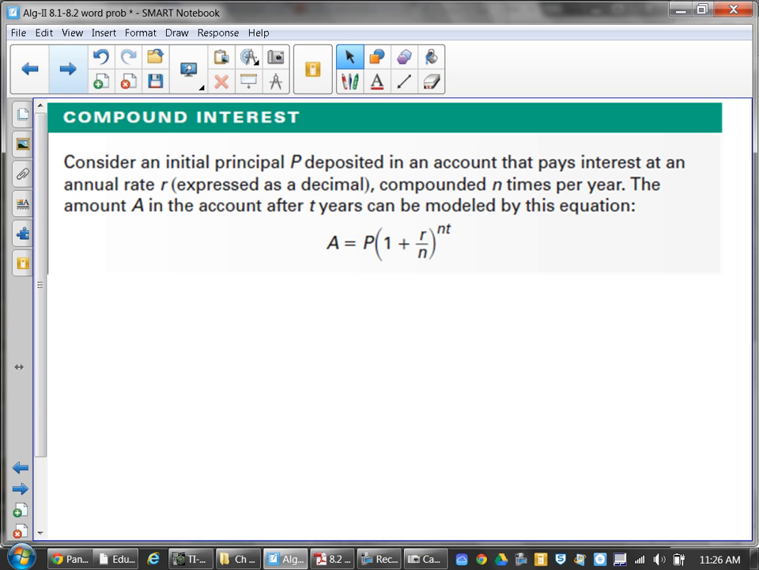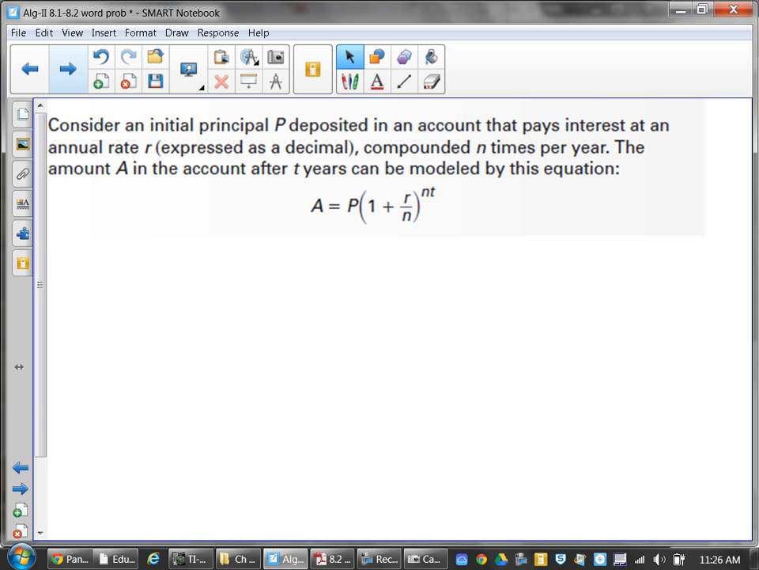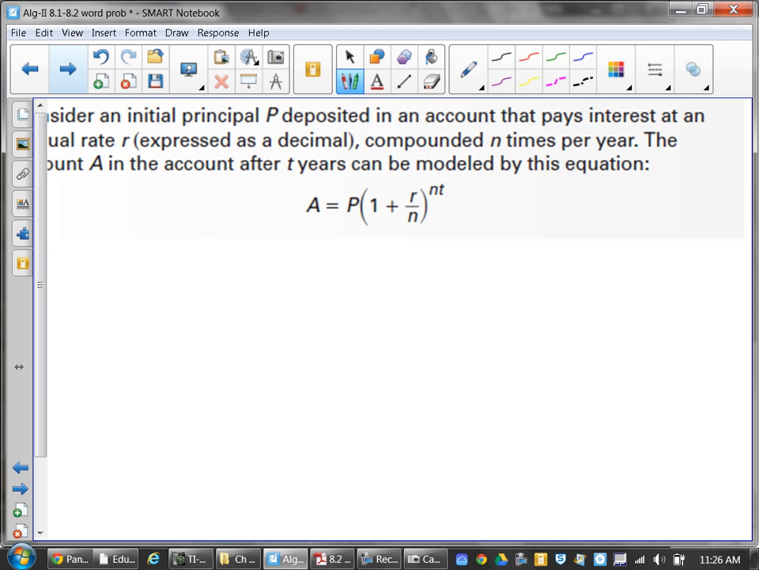When we're looking at these, it changes the variables just a little bit. Your overall amount, your total amount, is equal to some principal. P stands for principal. Principal is your initial amount. How much money did you put into the bank to start with? 20 bucks, okay? R, again, is your rate as a decimal.